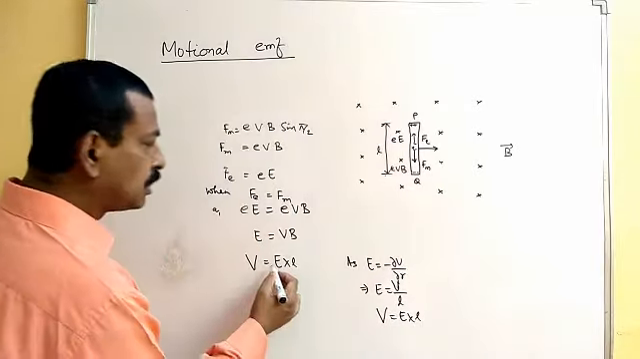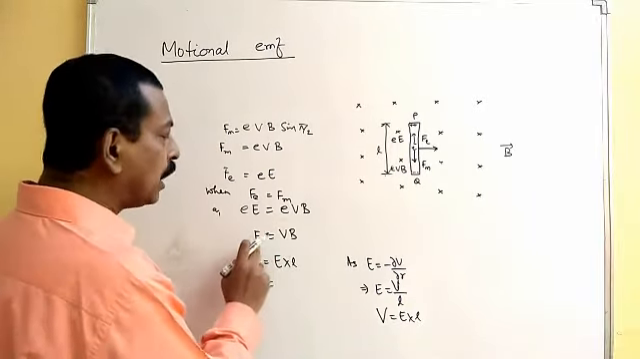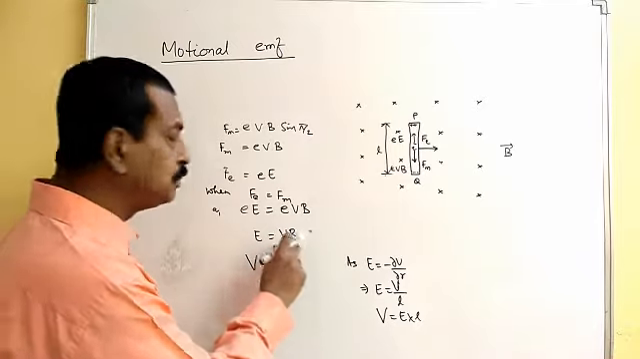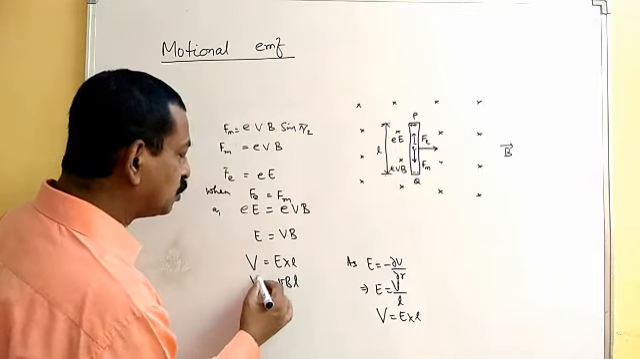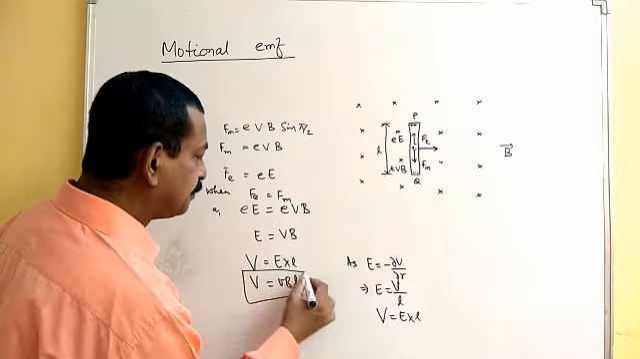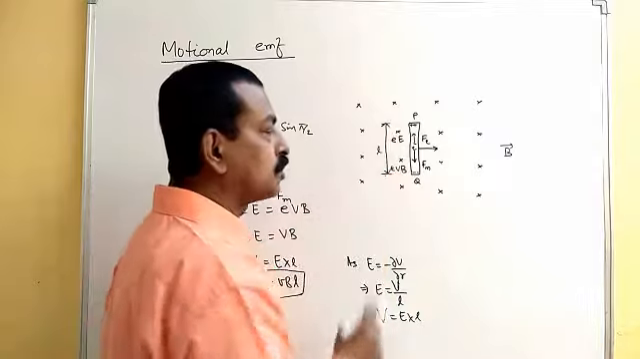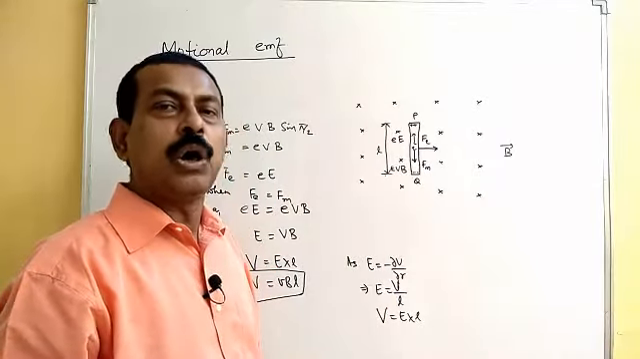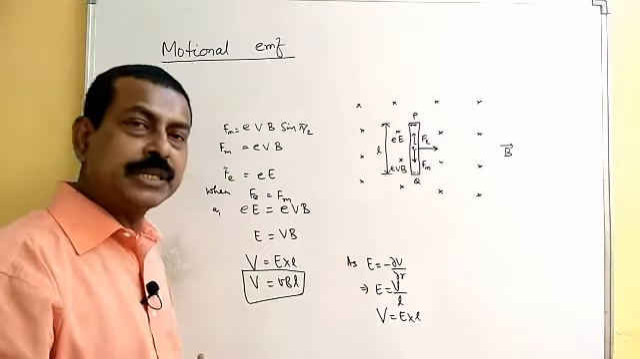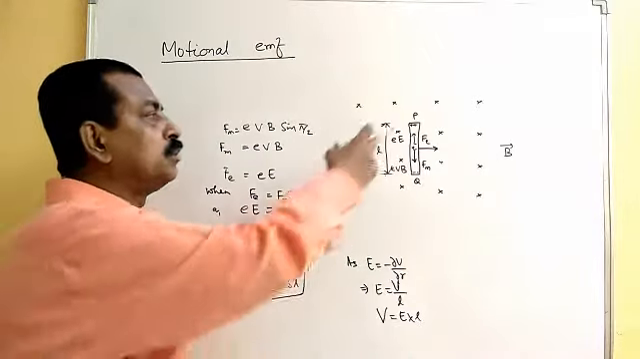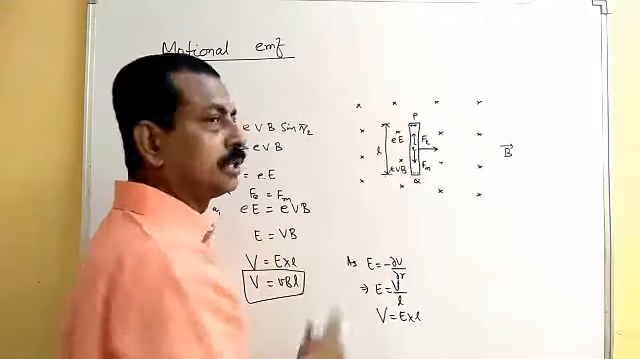So this is E into L, and for E we write v into B, so it is v into B into L. This is the potential difference developed across the ends of this rod. Or you can say that it is also the EMF generated across the ends of this rod.